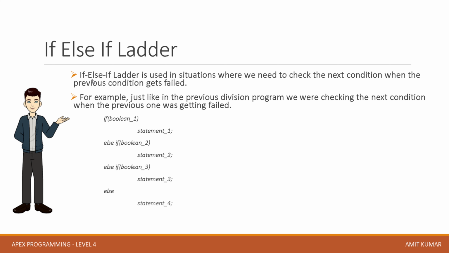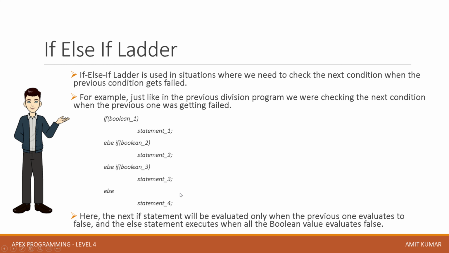As you can see here, we are having an if just attached with an else. So it looks like if boolean 1 statement 1, else if boolean 2 statement 2, else if boolean 3 statement 3, else statement 4. So the next boolean expression is going to be evaluated only when the previous boolean expression is false, and the last else statement only executes when all the previous boolean expressions evaluate to false.